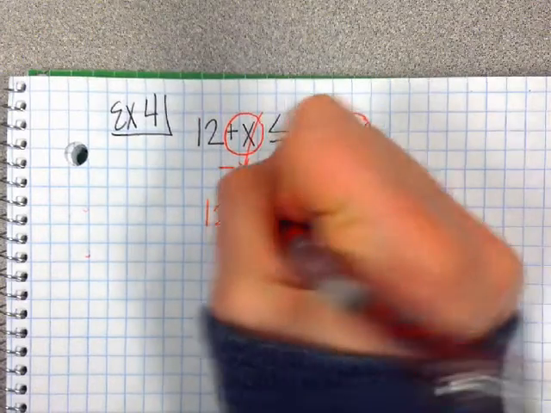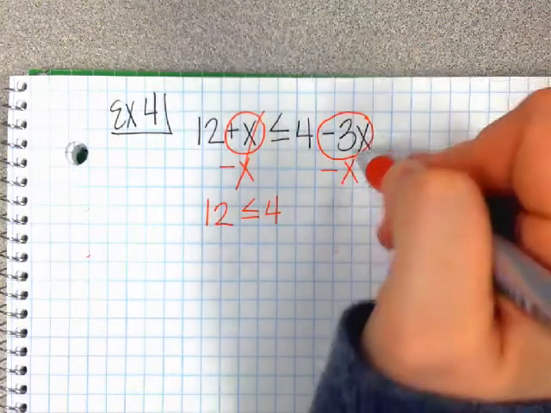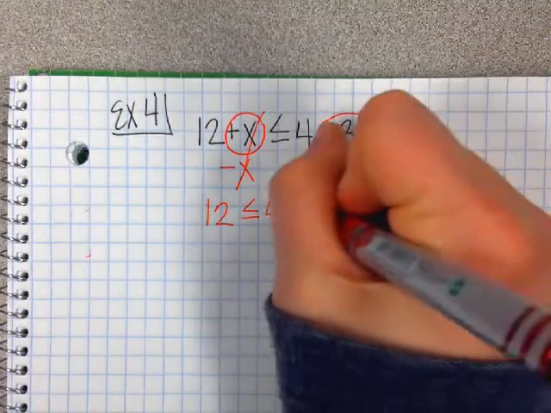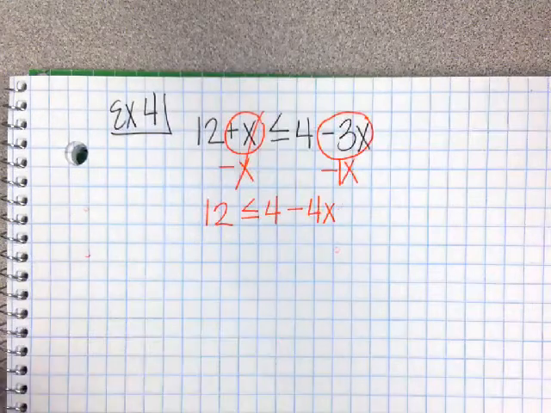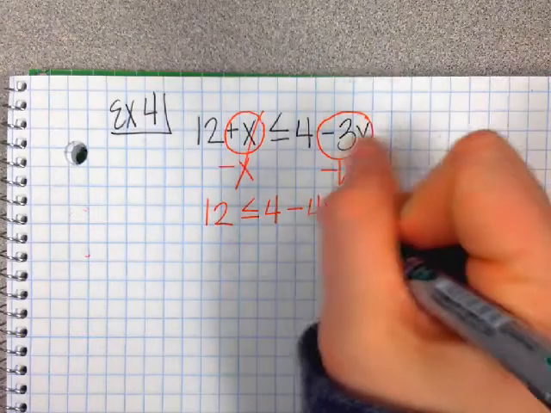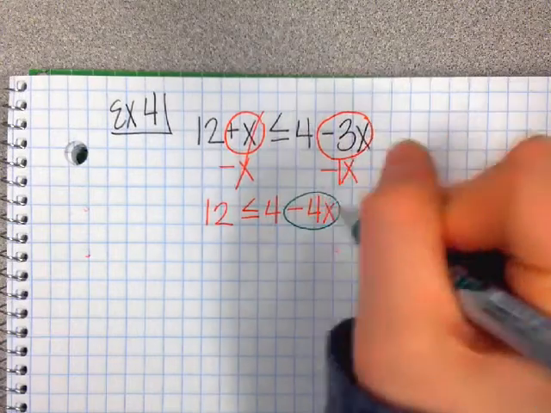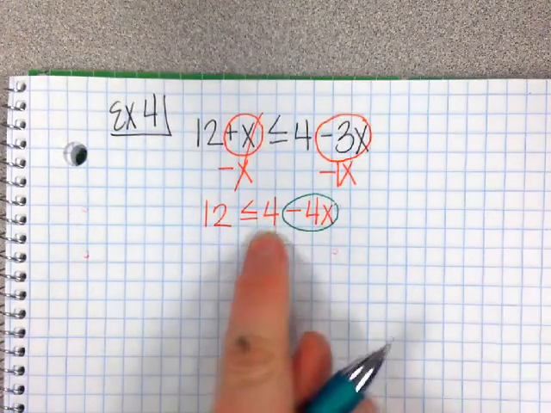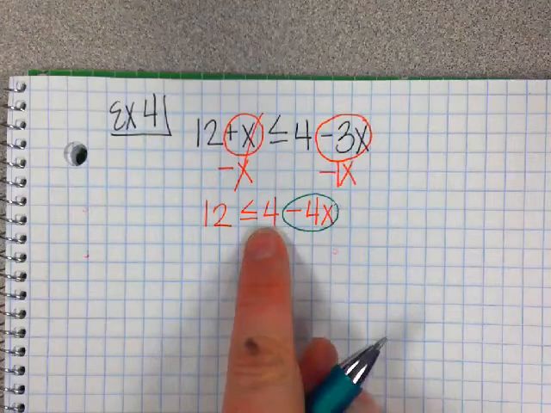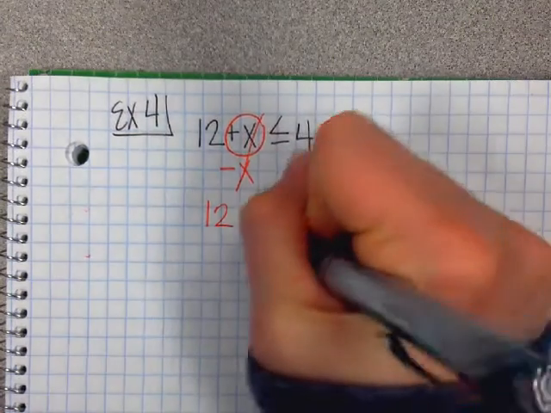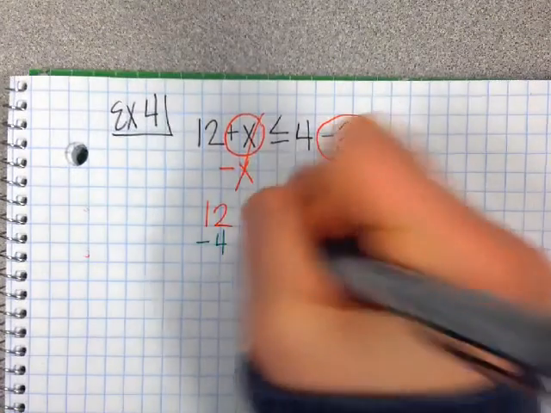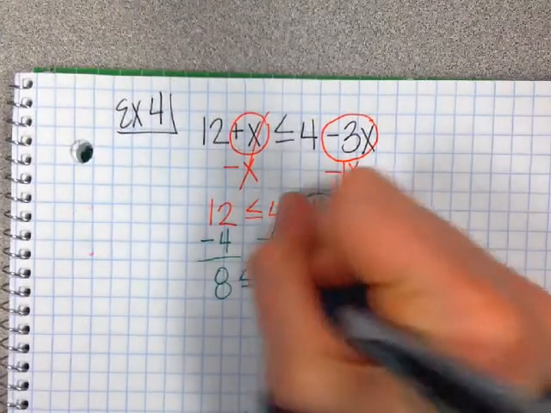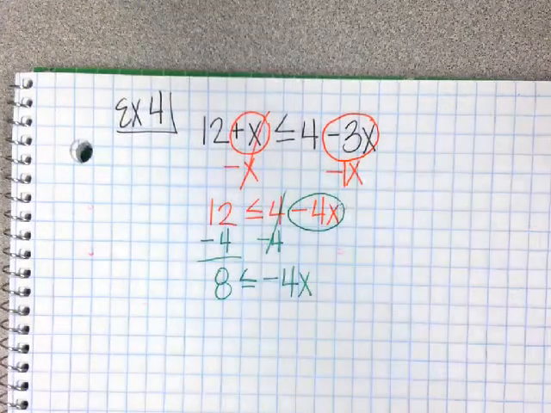So then I would be left with 12 less than or equal to 4. Now, negative 3x minus x. Negative 3 minus 1 would be negative 4x. Circle the variable again. Make sure you circle it with the sign. Now, this is a positive 4. This is what I'm trying to get off of that side, so I need to subtract 4 and subtract 4. 12 minus 4 is 8, less than or equal to negative 4x.